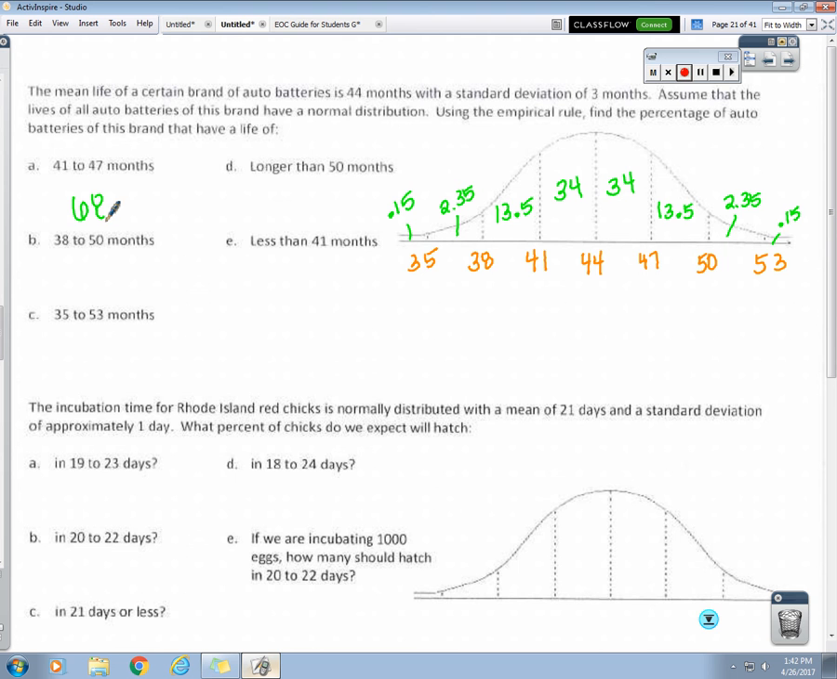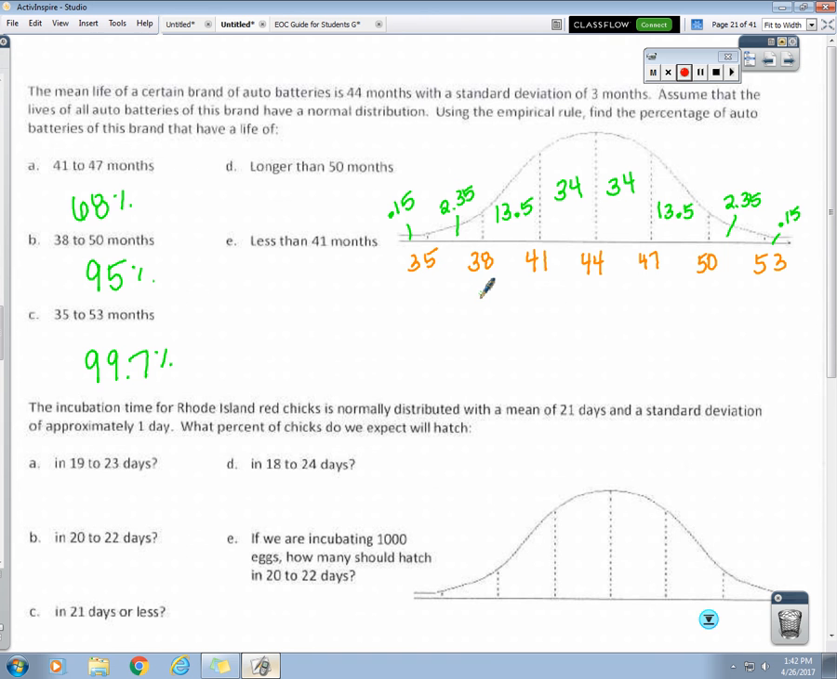68%. Okay, because 41 is one standard deviation below, 47 is one above, and those two sections add up to 68. B, what percentage of these batteries will last between 38, which is 2 below the mean, and 50, 2 above the mean? Right? C, what percentage of them will last between 35 and 53? Right, because that's 3 standard deviations below, up to 3 above.